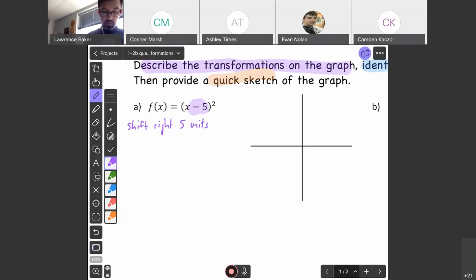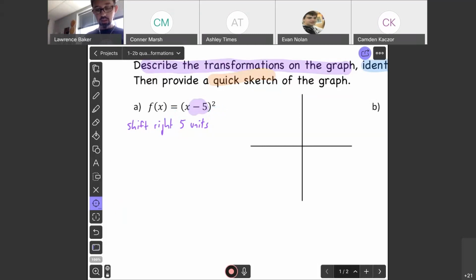Now, there's nothing else going on here. There's no numbers in front. There's no numbers after. So if it's not being written out there, then I don't want you guys talking about it. Like you wouldn't say it's being stretched by a factor of 1. Multiplying something by 1 doesn't make it any bigger or smaller, so we don't talk about that. We wouldn't say it's shifting up 0. That doesn't make sense, right? That's not actually a move. So if it's not happening, I don't want you guys talking about it.